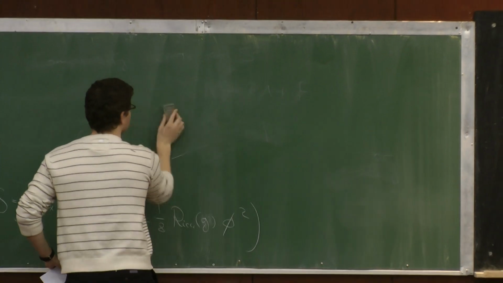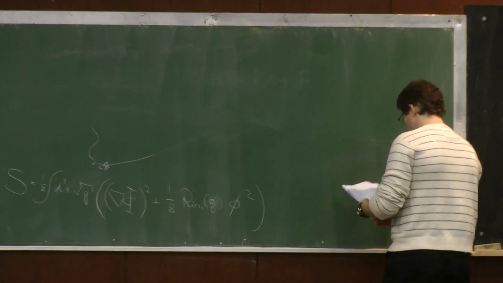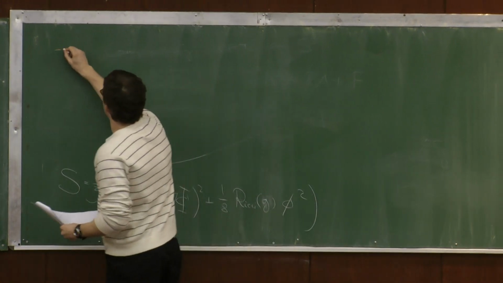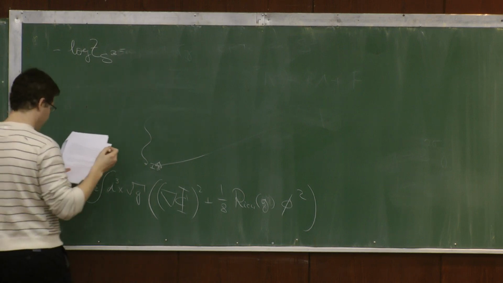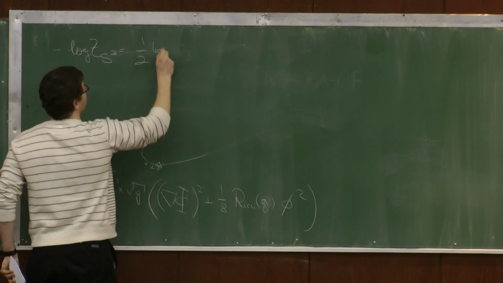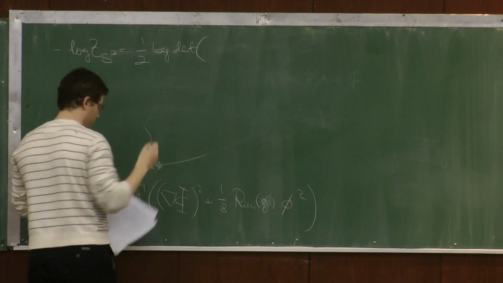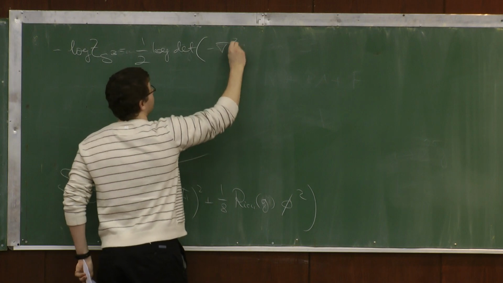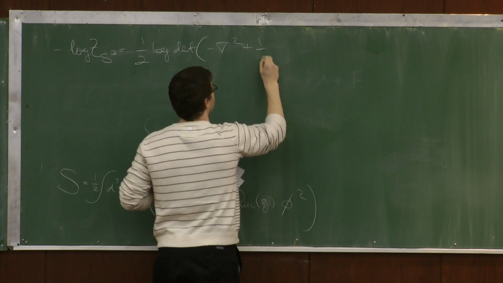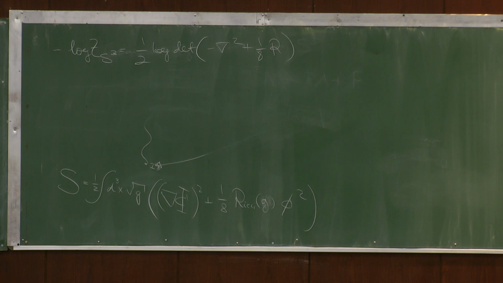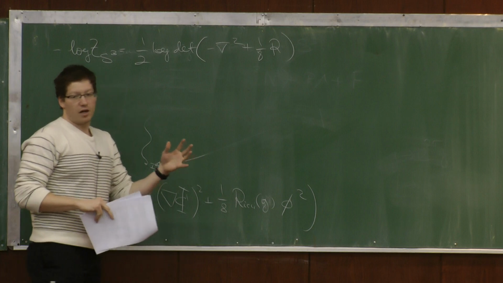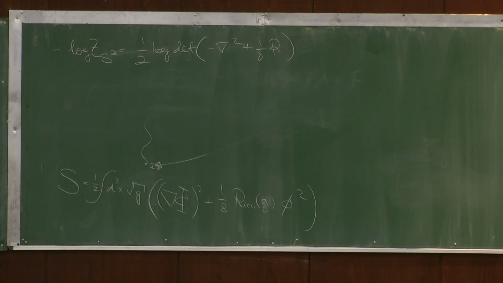So you do that by writing, of course, that minus log of the partition function is a half of the logarithm of the determinant of the Laplacian squared plus 1/8 the Ricci scalar on the sphere. And then what you need to do is to solve for all the eigenvalues, all the eigenfunctions of this Laplacian plus R, and count the multiplicity. It's important to count the multiplicity, and then take the product, take the logarithm, and so on.